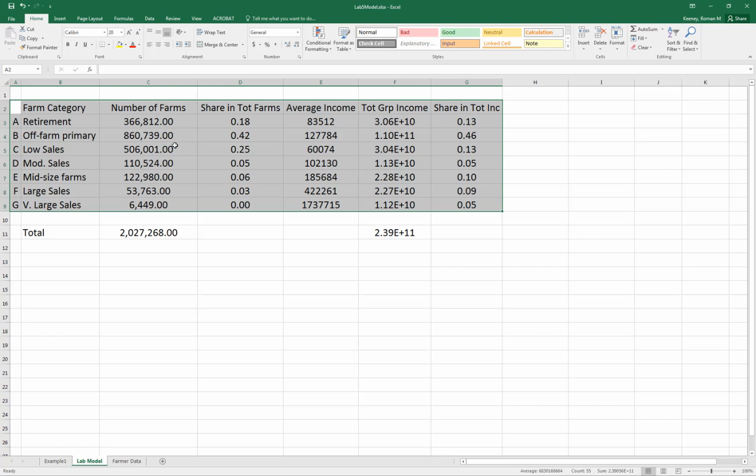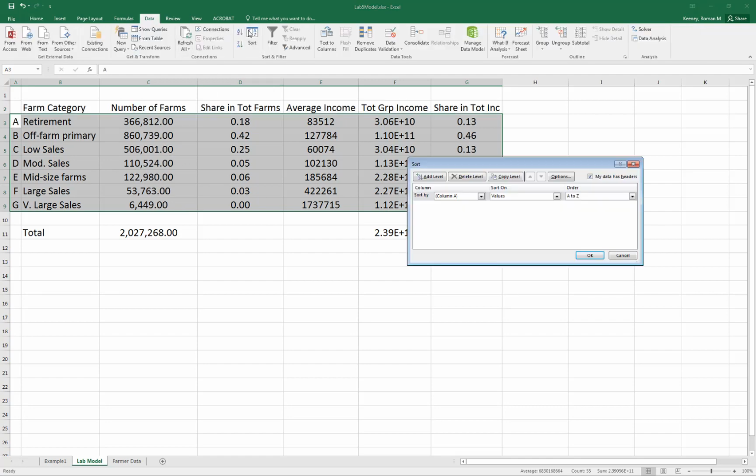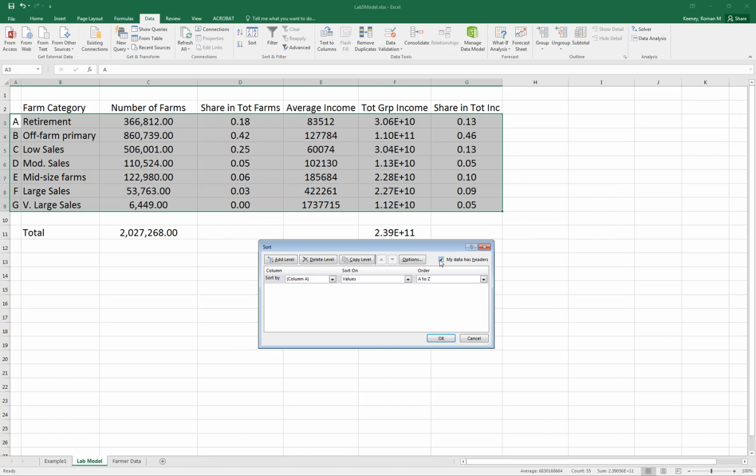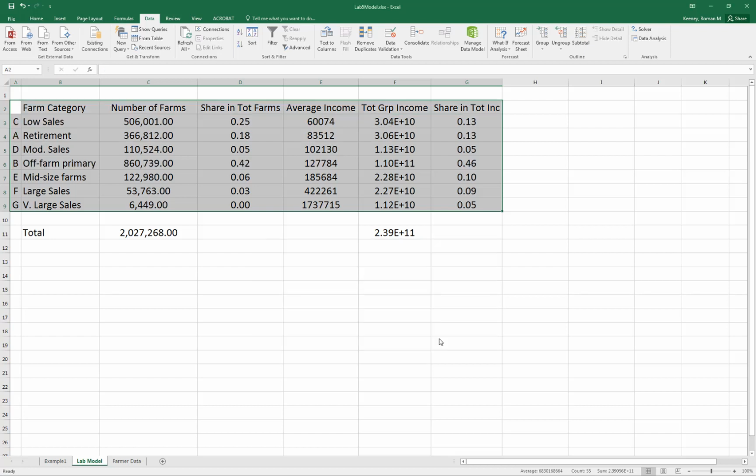Okay, so let's do that. So if you highlight the entire block up here, I believe, and then go to data and then sort, you should see something that looks like this. Let me put this in the middle here. So as long as this is checked and it says my data has headers, then you can use the header average income for this column, sort it from smallest to largest, click on OK.